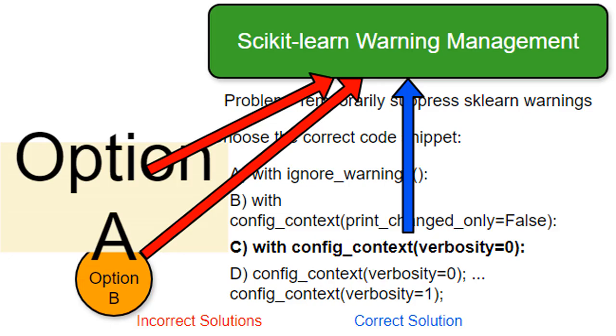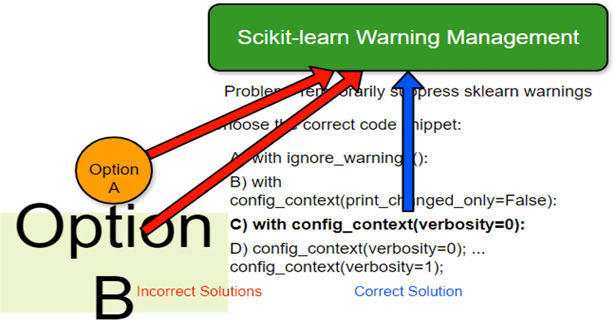Option A uses `ignore_warnings`, which is way too broad. It silences all warnings, not just the ones I wanted to suppress, which can be dangerous because it could hide important error messages. Option B uses `print_changed_only=False`. This controls messages about configuration changes and does not actually control the warnings produced by the algorithms themselves. This is not what we want.